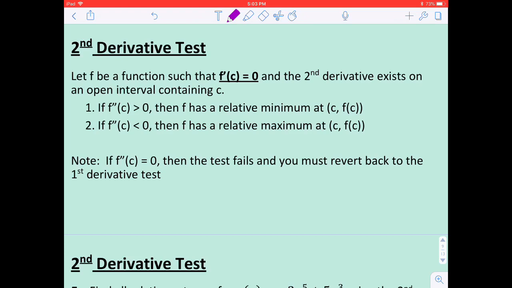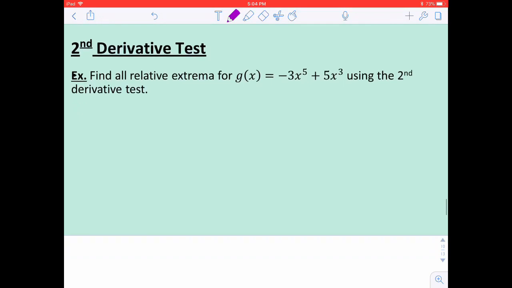If f double prime of c is less than 0, then f has a relative maximum at c, f of c. So if the second derivative is greater than 0, relative min. If the second derivative is less than 0, relative max. So note, for the second derivative test, if f double prime is equal to 0, then the test fails and you must revert back to the first derivative test. Okay? So let's do an example for the second derivative.